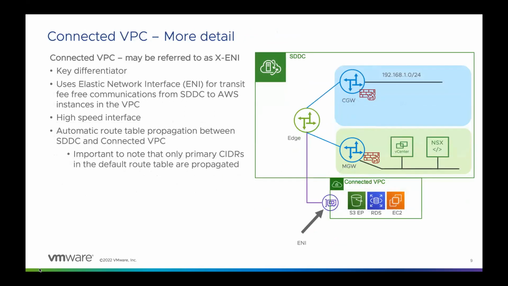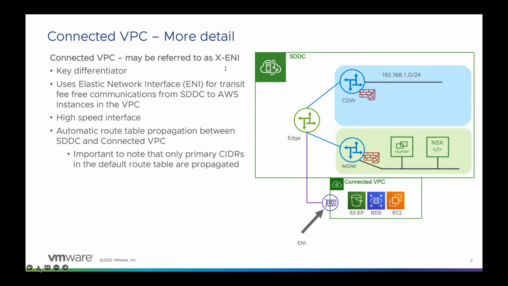Okay, so let me see the question. Can you define firewall rules for specific VMs that are managed by AWS? So you can define specific firewall rules for the virtual machines that sit within this compute gateway.